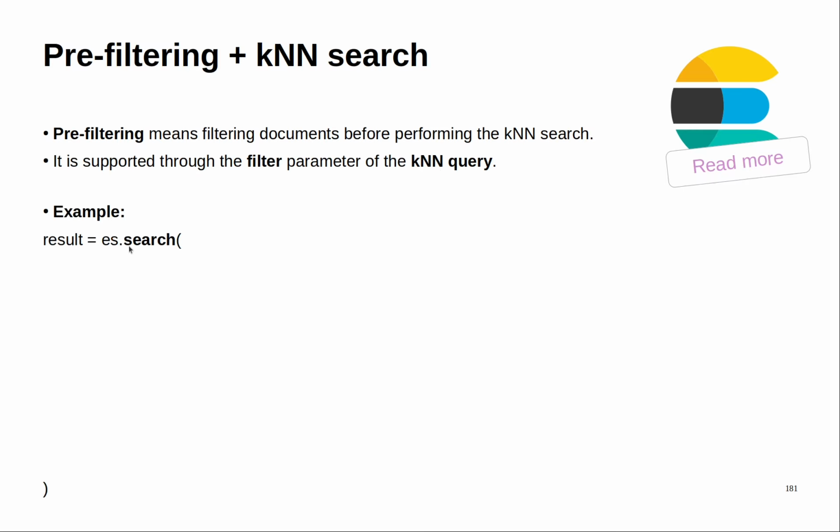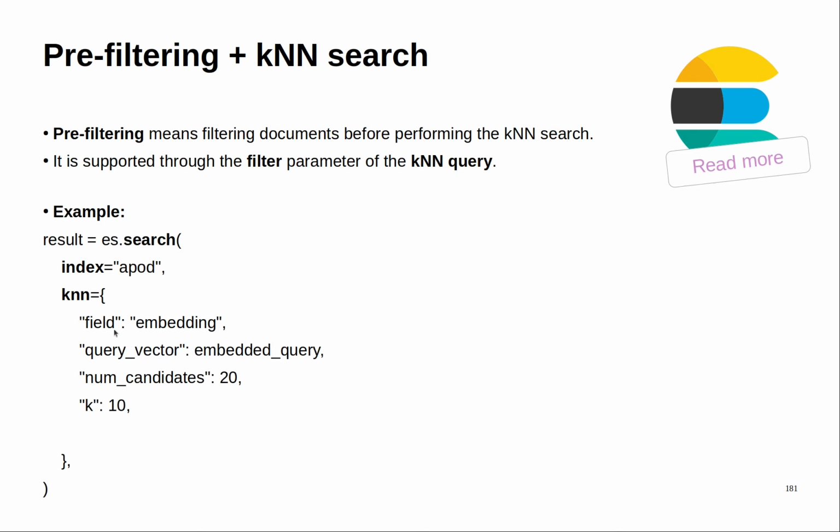First, you use the search method and give it the index name. Then, inside the kNN query, you will include the embedding field, the query vector, and other settings for your kNN search, like the number of documents to return and the number of documents to consider in the kNN search. To pre-filter, just add the filter parameter to this query. For example, we are going to keep only documents where the year is equal to 2024.